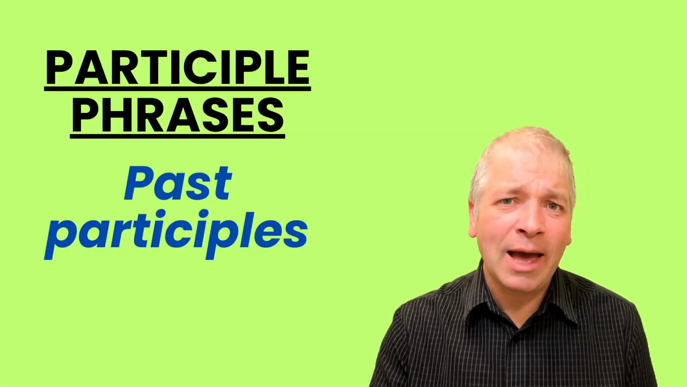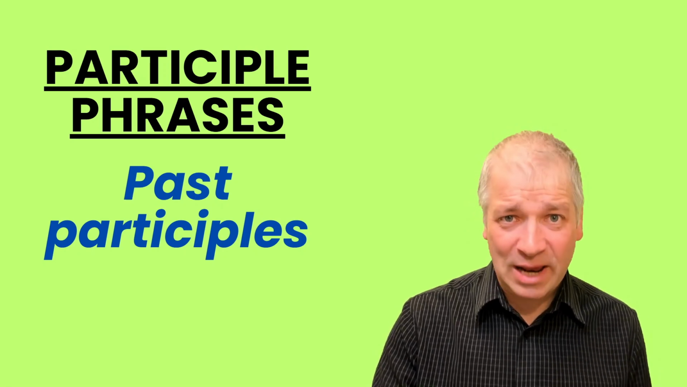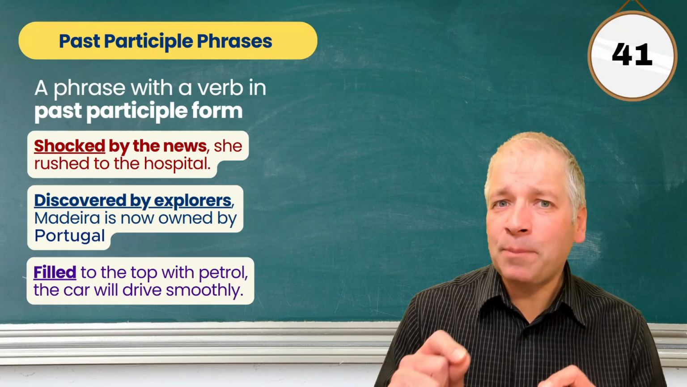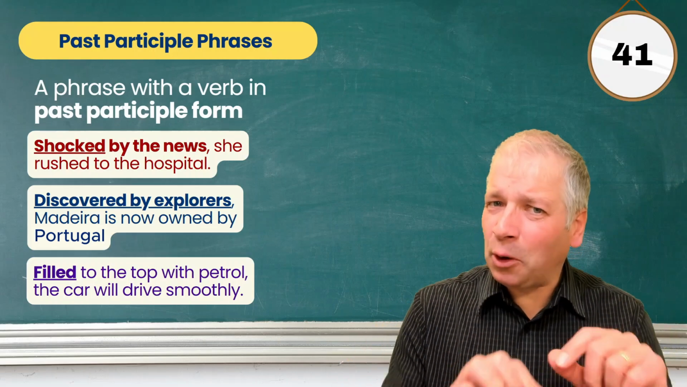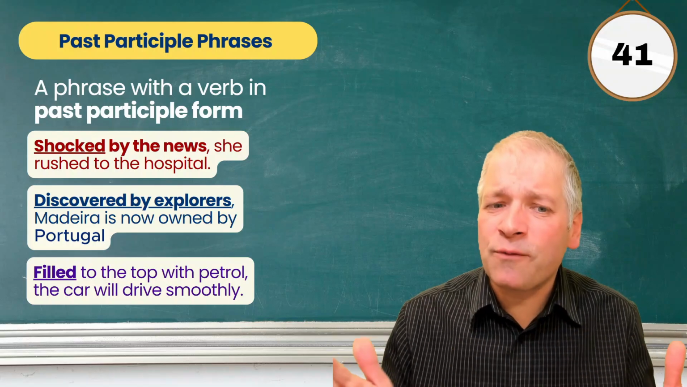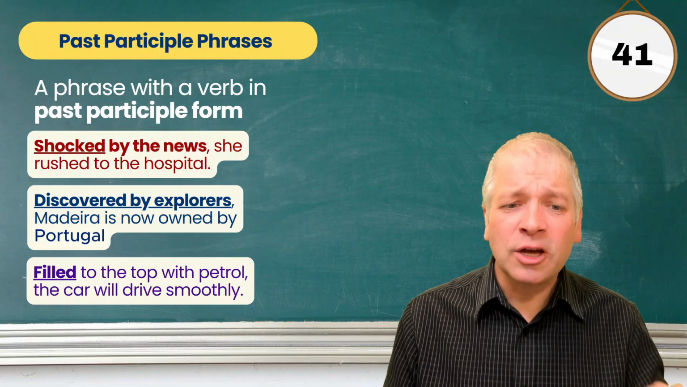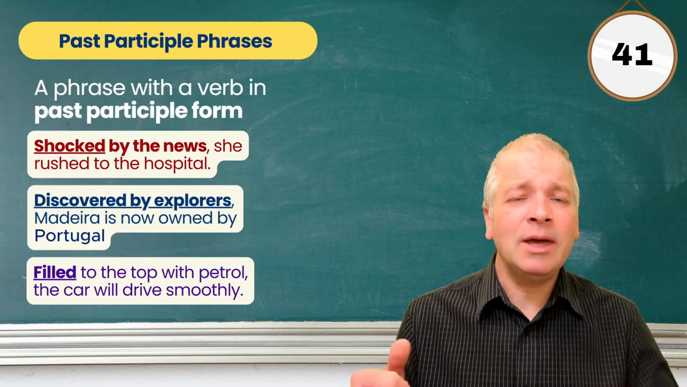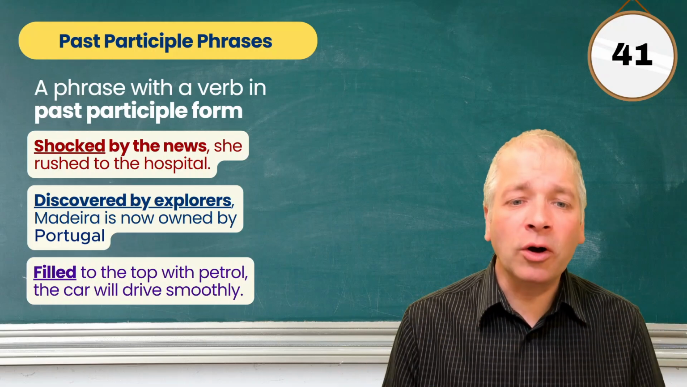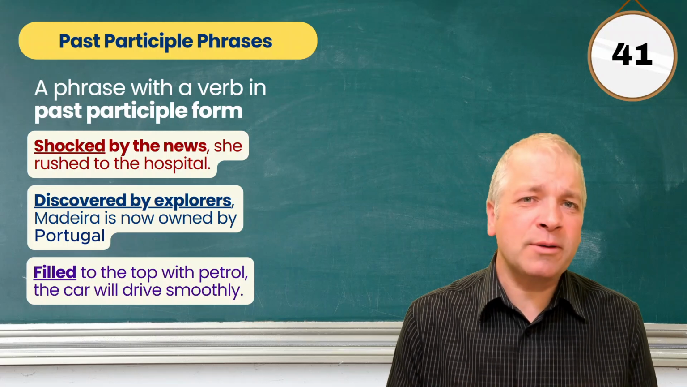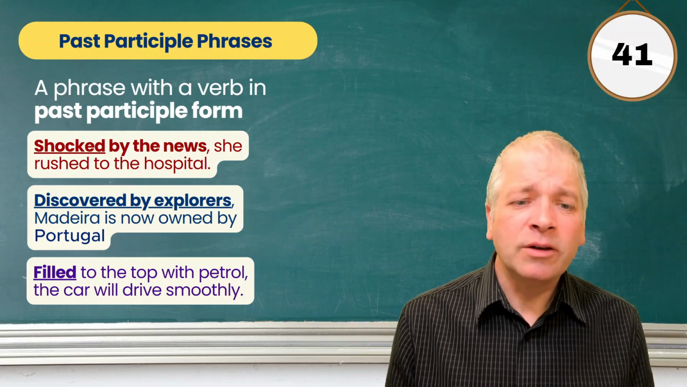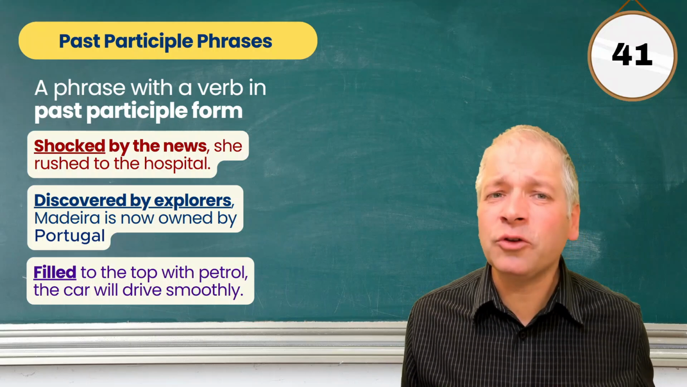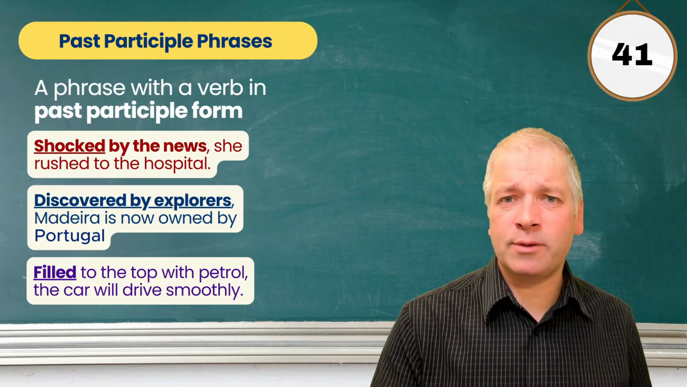Let's start off by looking at past participle phrases. So these are phrases with a verb in a past participle form. Not the past participle on its own, but it's in a longer phrase. Shocked by the news, she rushed to the hospital. So shocked is the past participle. It comes from the verb to shock, and it's followed with the words by the news. Discovered by explorers, Madeira is now owned by Portugal. Filled to the top with petrol, the car will drive smoothly.